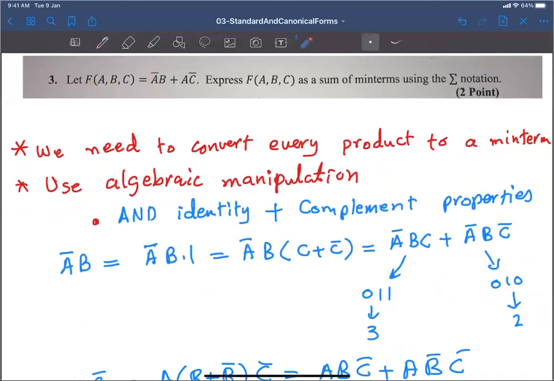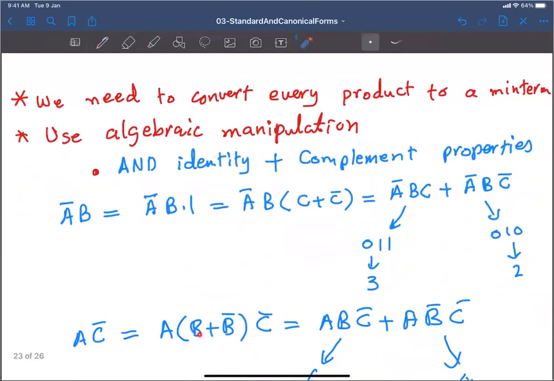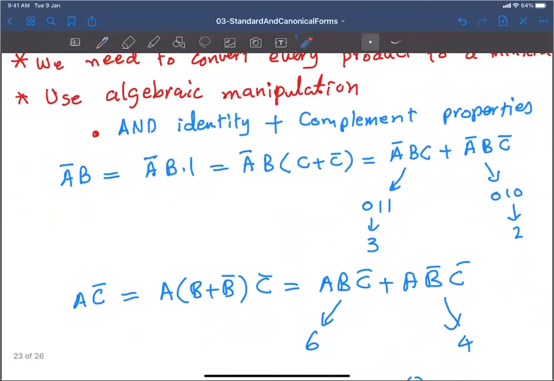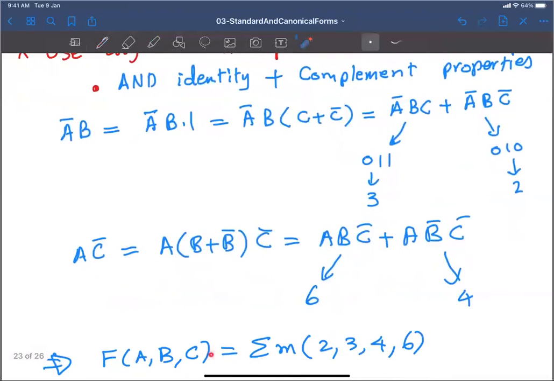Now for the other one, which is A C complement, you introduce B, which is the missing literal. So you end up with minterm number 6 and 4. Eventually your F of A, B, and C is the sum of minterms 2, 3, 4, and 6. And there is a shortcut here.